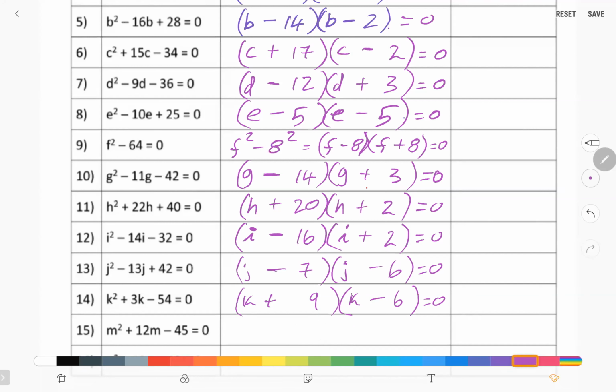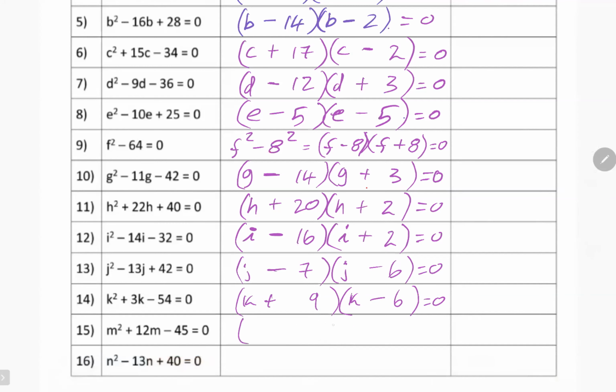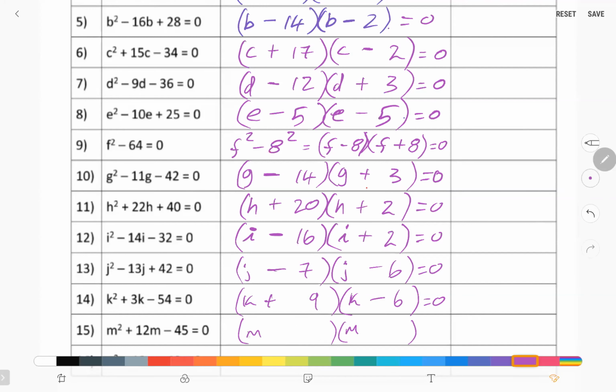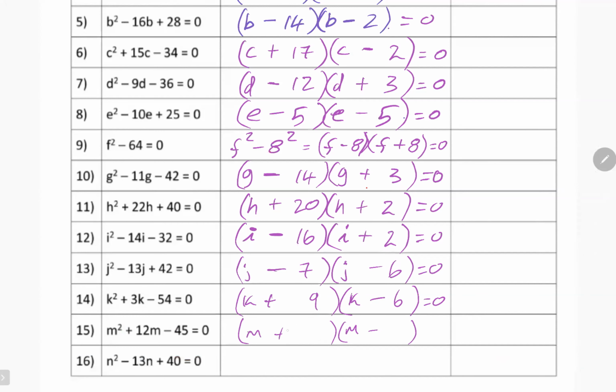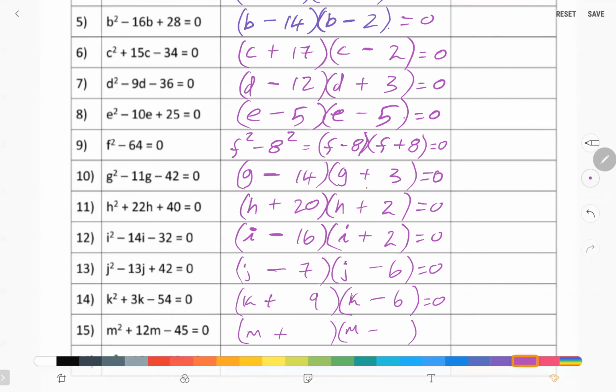And then this one down here has m squared in front to factorize, so it's m and m. The two signs are different, with the larger one positive. You want factors of 45 where the difference is 12. What is that?